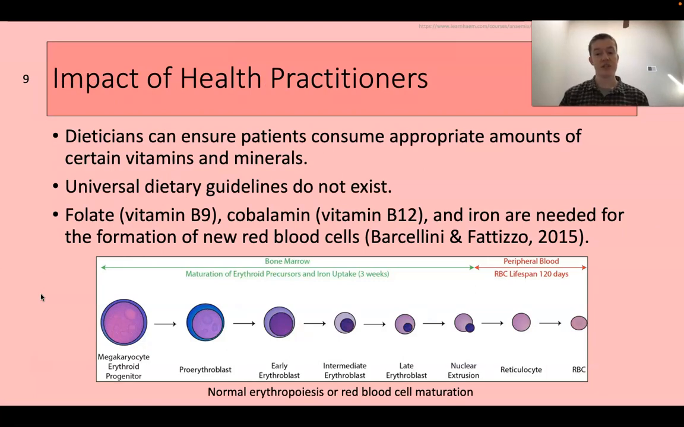And dietitians can help patients suffering from hemolytic anemia by making sure that the patient consumes the vitamins and minerals necessary to maximize red blood cell production. Diets for people struggling with hemolytic anemia are individualized, which means that a universal set of guidelines doesn't exist to help people suffering from the disorder. But dietitians can make sure that the patients receive nutrients such as folate or vitamin B9, cobalamin, which is vitamin B12, and iron, which are all needed for the formation of new red blood cells.